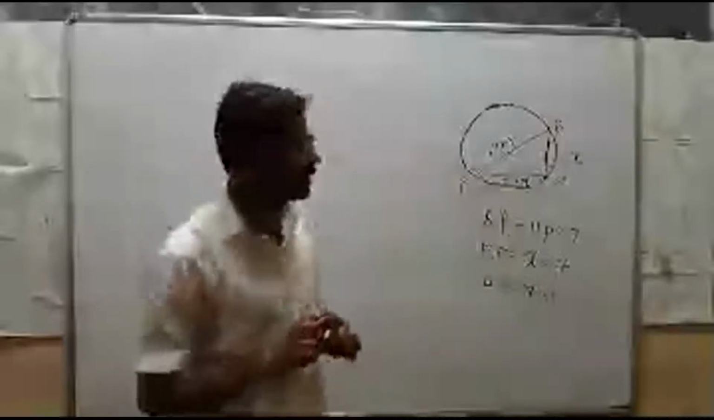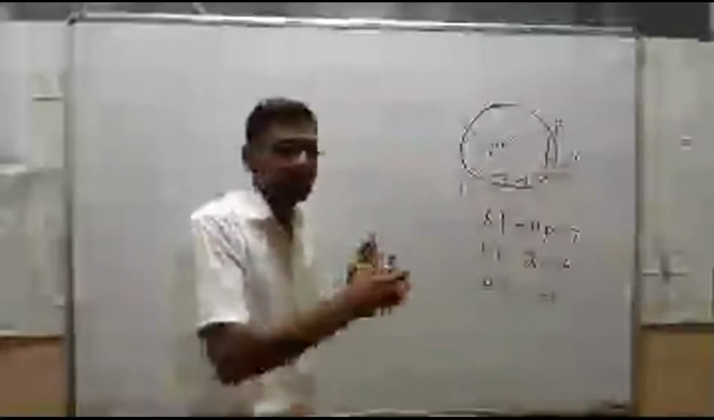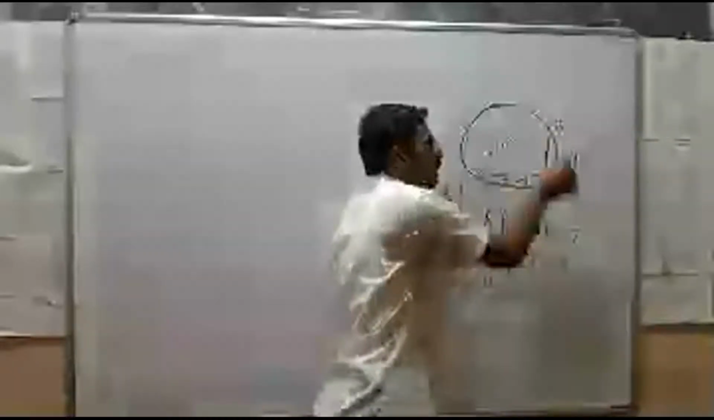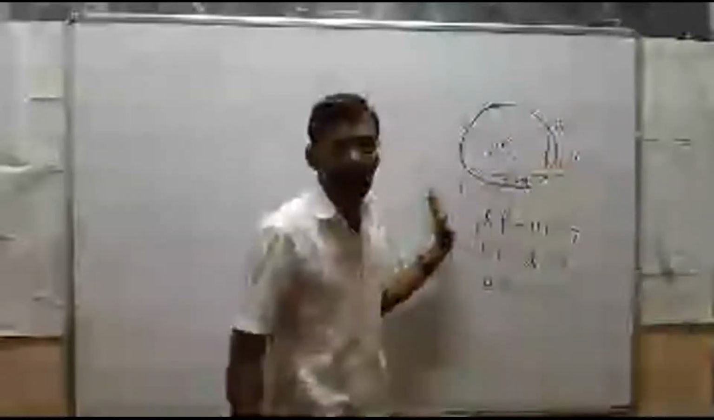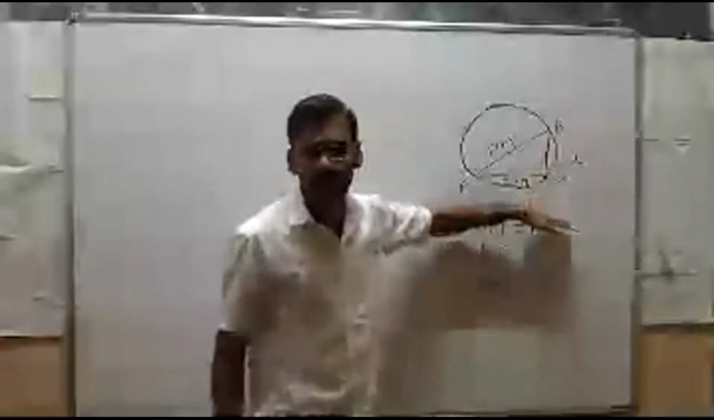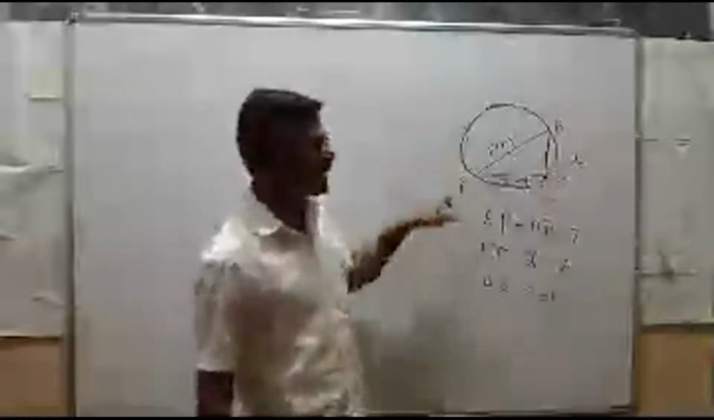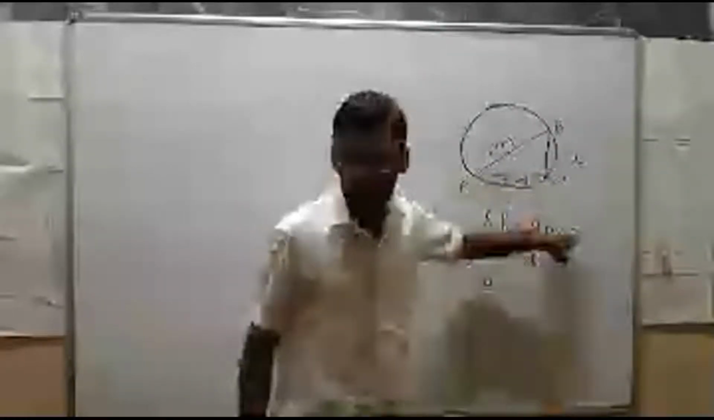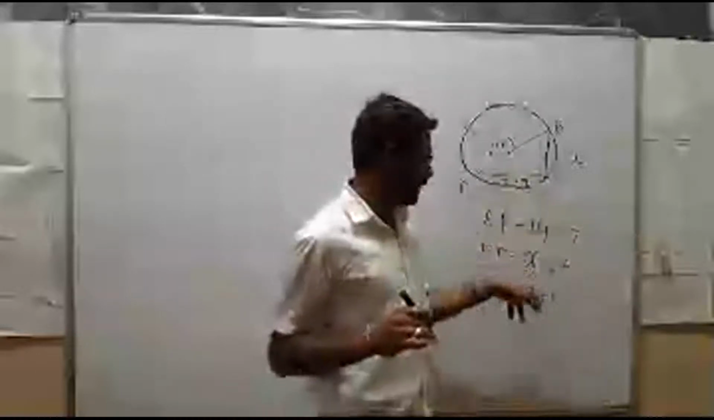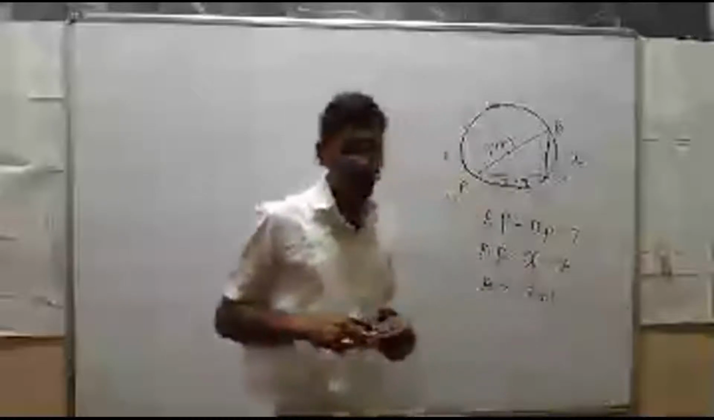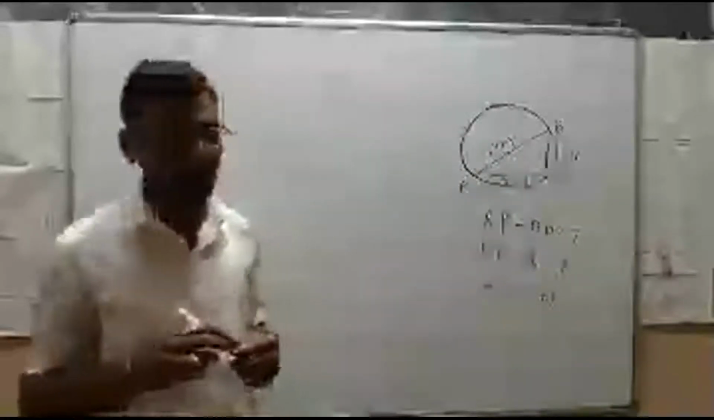Okay, first, let BP distance be x. The difference between both is how much? 7. For both the end points, the position of P difference is 7 meter. Therefore AP minus BP is equal to 7. Then BP value is x, therefore AP value is 7 plus x.